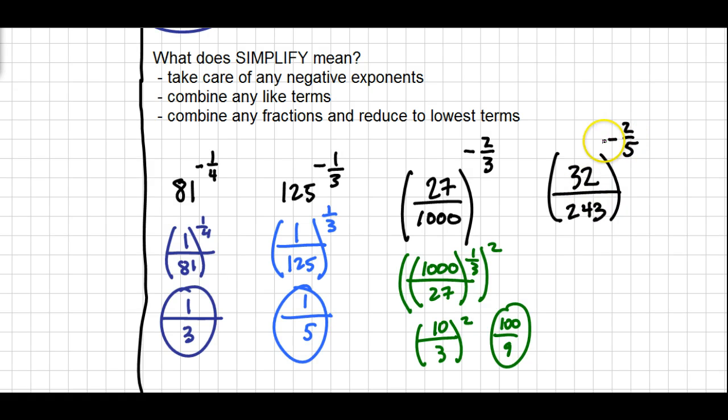So on our last example, we're going to follow the same pattern that we did on the previous. Start with the negative. That's going to flip this fraction over. And then we're going to take the fraction that's the power and separate out the 2 from the 5. So I put my fraction in parentheses. I've got 1/5 for my root, and then I still need to square.